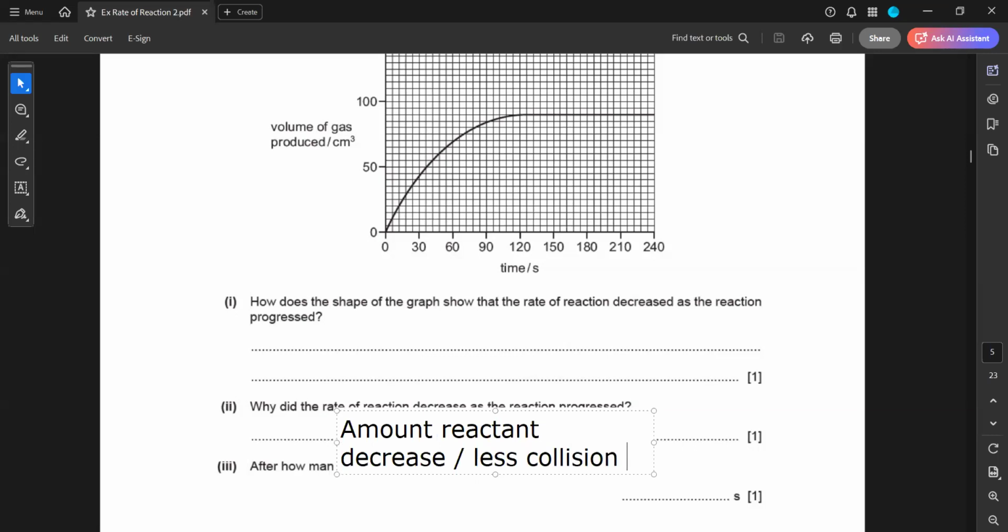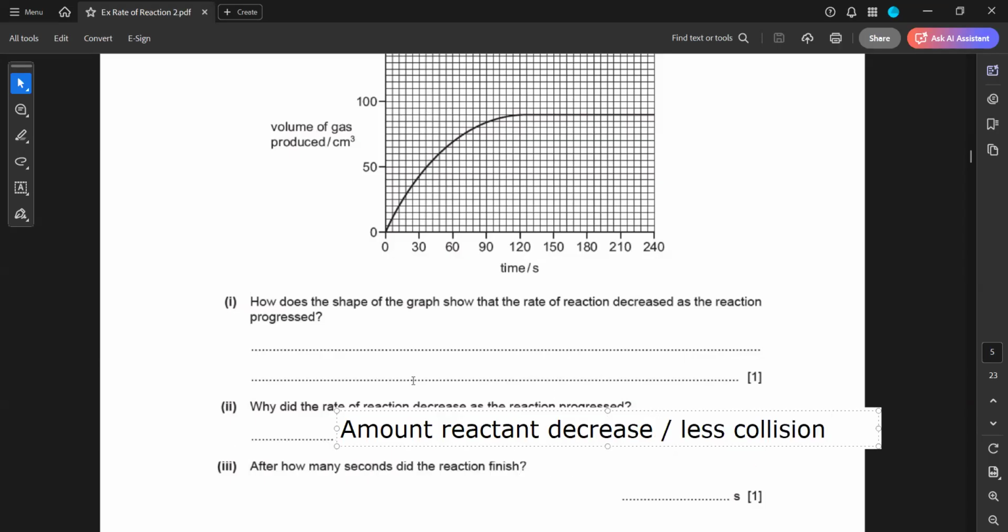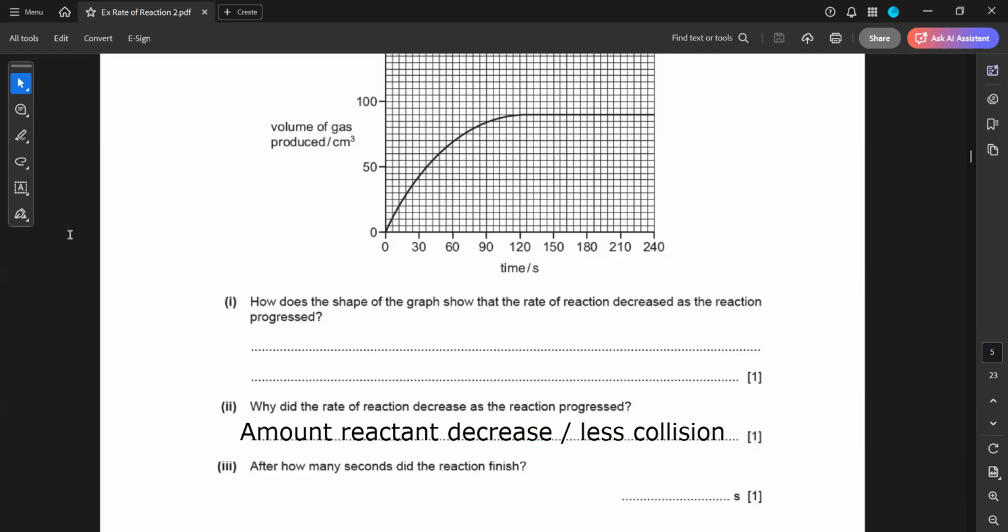If they ask us why the reaction stopped, then we'll say the limiting reactant used up. But they did not ask us why the reaction stopped. They asked why the rate of the reaction decreases, like why the reaction is getting slower. Because in the beginning you will have more particles of the reactant, but as the reaction progresses, the amount of the reactant particles decreases. That's why the rate or the speed of the reaction decreases.